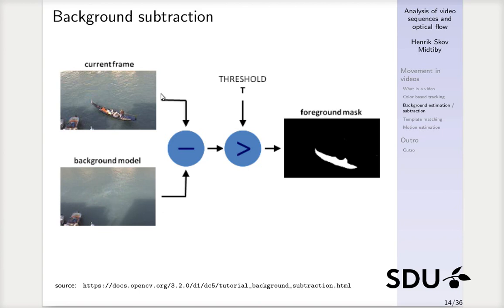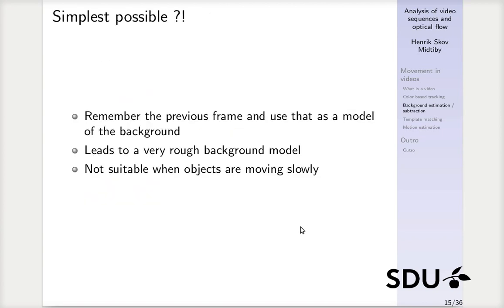And that can be done by subtracting these two from each other and comparing with a known threshold. For all the pixels that have a difference higher than this threshold, the pixel will be marked as a foreground pixel, and the rest of the pixels will be part of the background. And this can actually be done in a quite simple way.